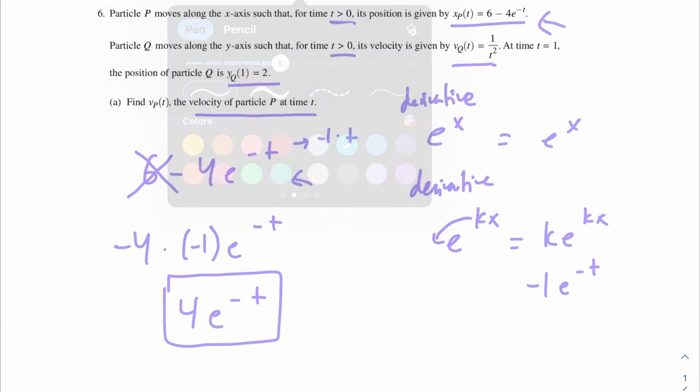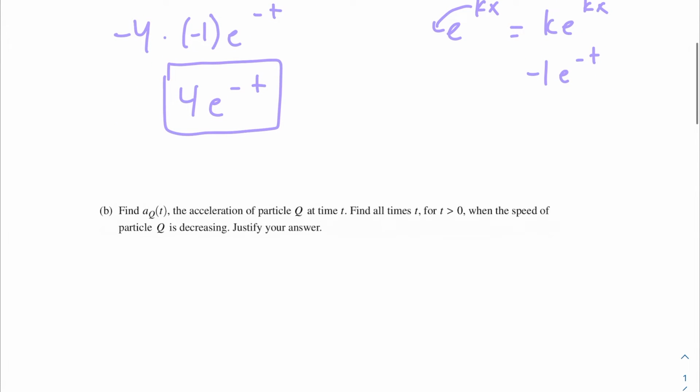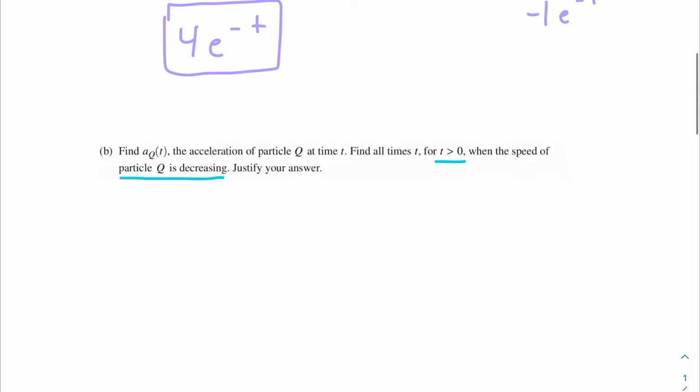Okay, next problem. We have: find a_Q(t), the acceleration of particle Q at time t. Find all times t for t greater than 0 when the speed of particle Q is decreasing. Justify your answer. So there are two different problems here that we need to do. The first one is finding the acceleration of particle Q at time t, and this should help us with the second part, finding when the speed is decreasing.